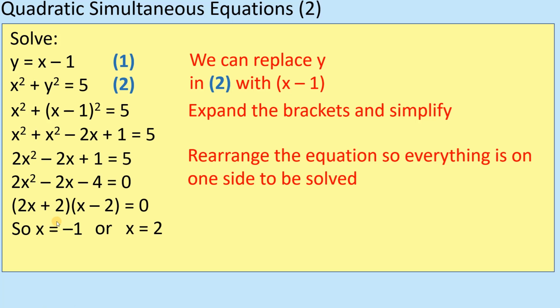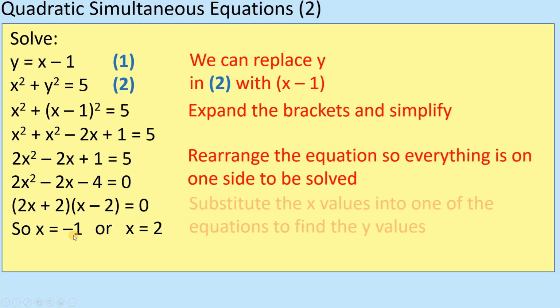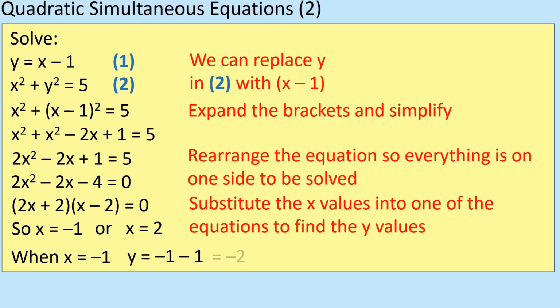You can see those. And like I did last time, you're now going to substitute these two values back into the easiest equation, which is going to be the top one. So your y value is going to be your x take away 1. So it's going to be minus 1 minus 1, which gives me minus 2 for the first one. And then when I substitute 2 in, 2 take away 1 is 1, and that's going to give me the y value for the next one. So that's it done.